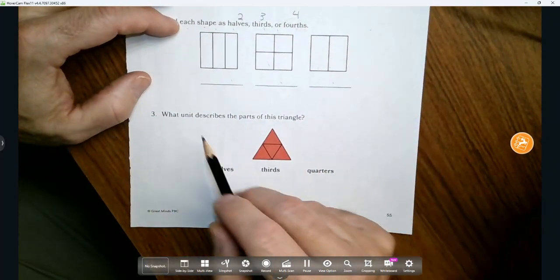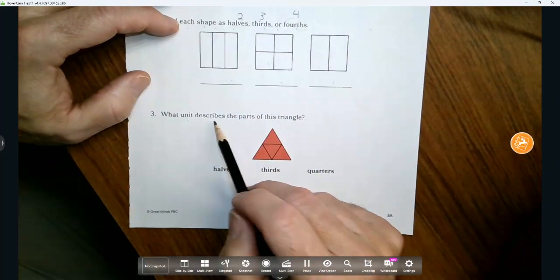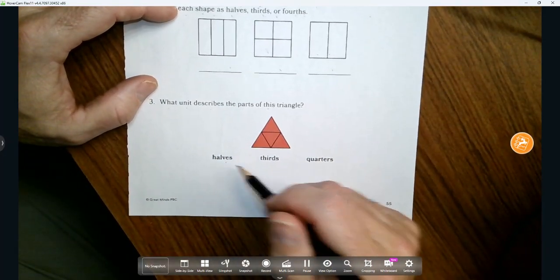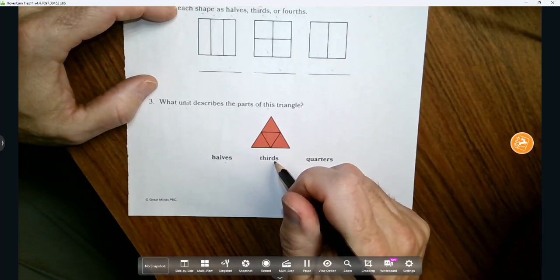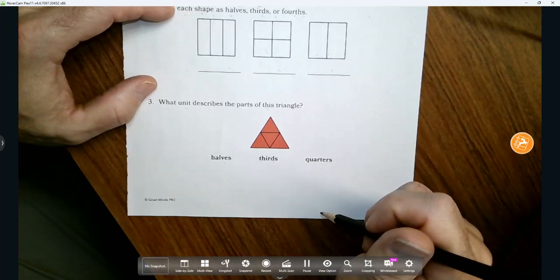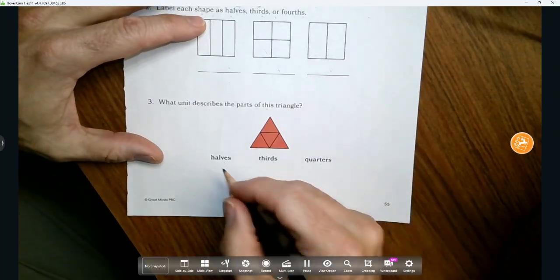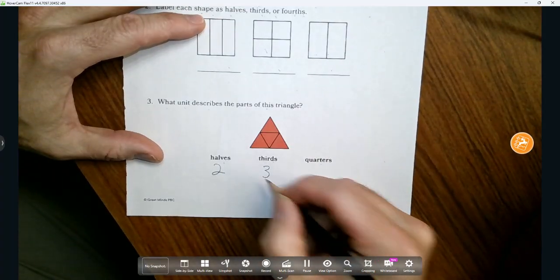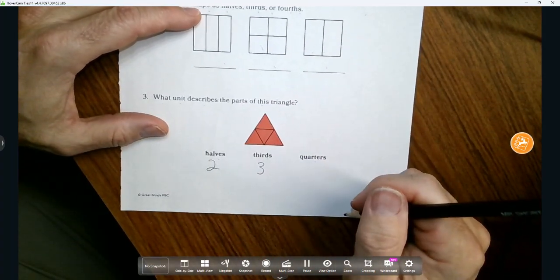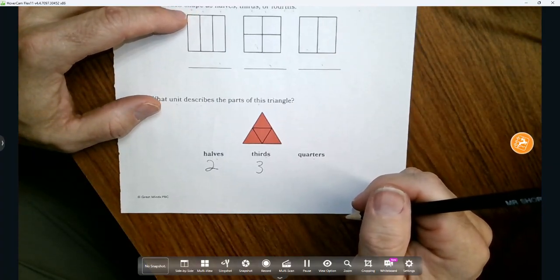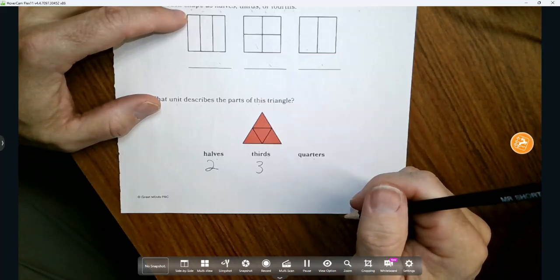On the bottom, it says, what unit describes the parts of this triangle? Is this triangle in halves? Is this triangle in thirds? Or is this triangle in quarters? Oh, they're trying to get tricky down here. Remember, halves is 2, thirds is 3, and quarters, they're trying to trick you. How many quarters are in $1? Do you know? How many quarters do you need to make $1?